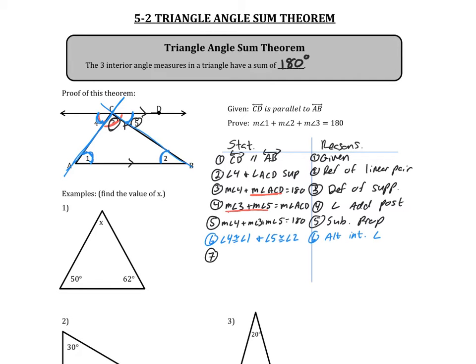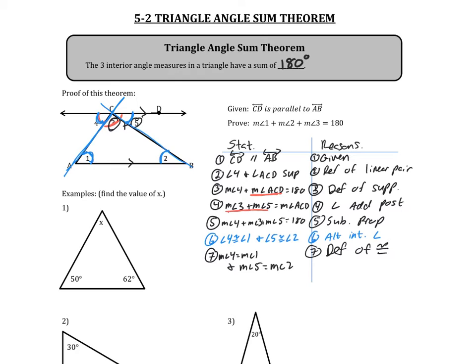So if things are congruent, that tells us that their measurements are equal. So let's write that down. That means the measure of angle 4 equals the measure of angle 1, and the measure of angle 5 equals the measure of angle 2. And that's the definition of congruency. Whew, all right, so we're almost done.